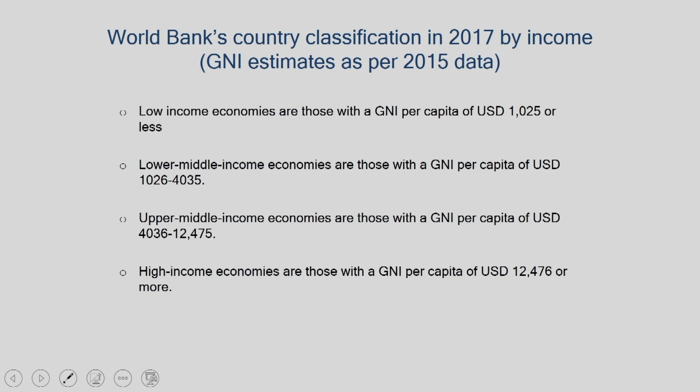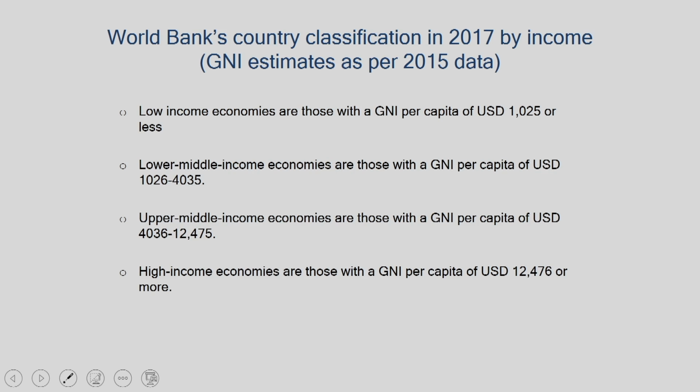The gross national income per capita is converted into US dollars. So, for example, if you see the report of WDI, the World Development Indicators 2017, you will see that there are detailed country classifications fixed by GNI per capita for the most recent year, which in this case is the year 2015. So, there are 4 country classifications. The first is low income economies, second is lower middle income economies, third is upper middle income economies, and the fourth is high income economies.